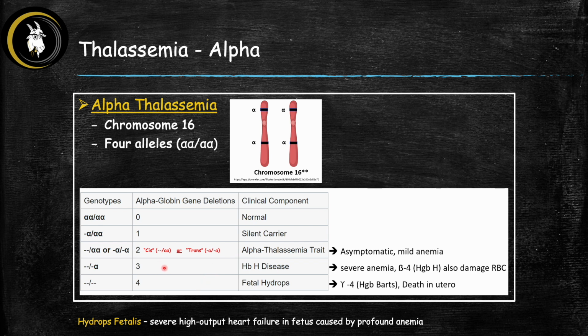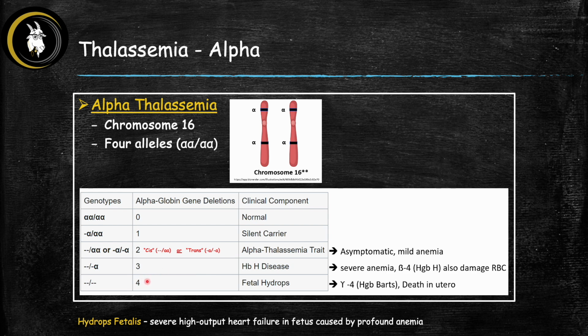So if 3 out of the 4 alleles are deleted, this is very, very severe anemia. This is called hemoglobin H disease. Hemoglobin H is when you have beta globin tetramers, and these form because there's very little alpha around, so the beta globins are going to form tetramers. The problem is that when the beta globins form tetramers, they're actually going to precipitate inside those red blood cells and cause hemolysis and make the anemia even worse. So these patients are going to have severe anemia and are going to require very frequent red blood cell transfusions to help treat their symptoms.